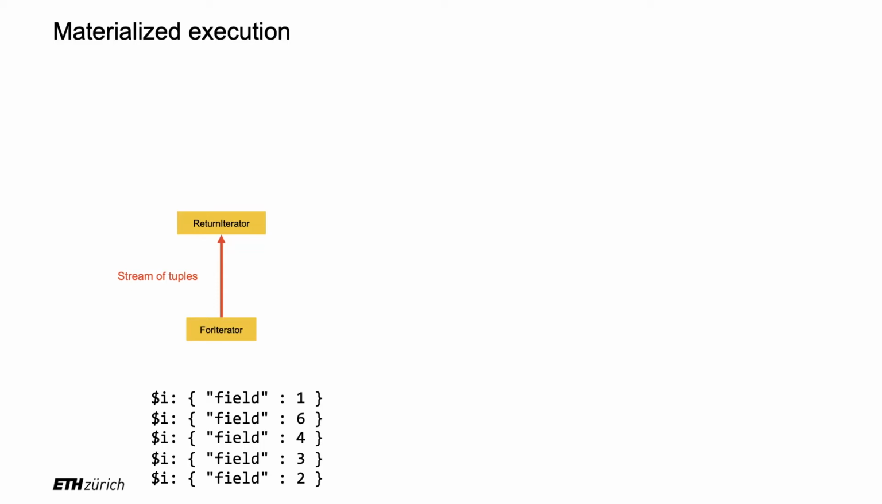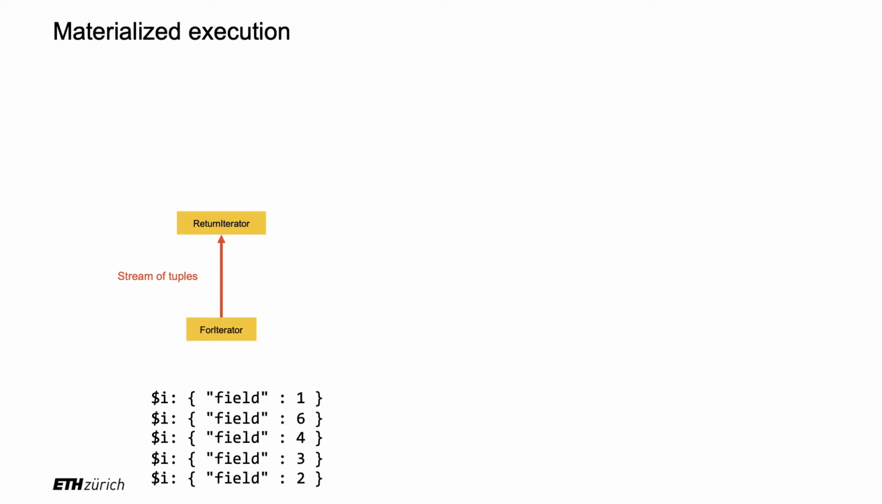It has several options, right? So I'm going to give you the options. The first option that an engine can do, imagine that I have a for followed by a return. So I have my stream of tuples, right? So I have here 5 tuples that associate $i with a value.